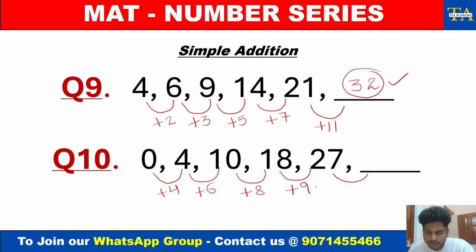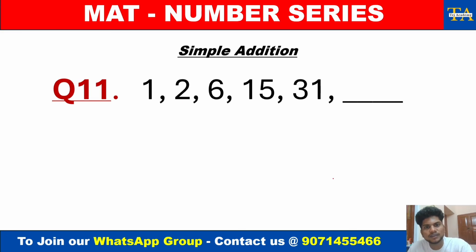So the next composite number after 9 is plus 10. So 27 plus 10 is equal to 37. So this is the next number in this series. So now let us go to the 11th question.